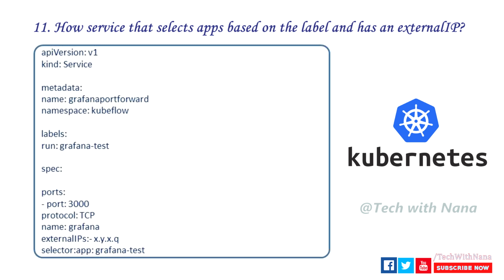Also, a service selects pods based on the selector, as well as their location label, as well as the given YAML file of the Grafana dashboard service shows the same.